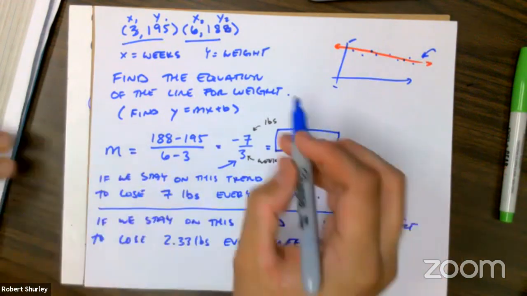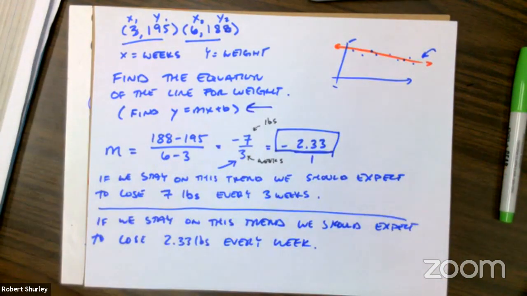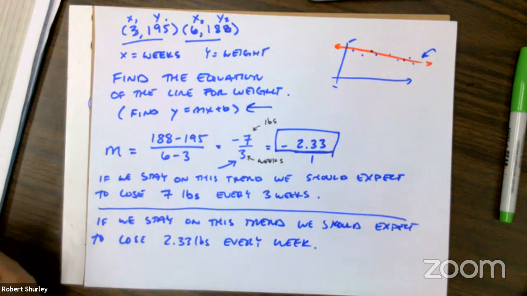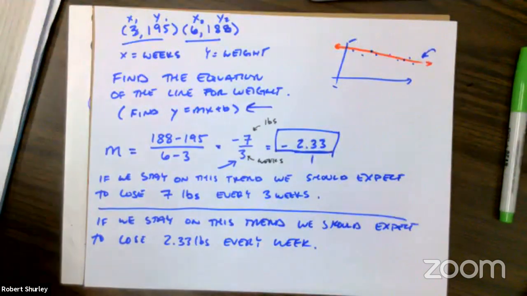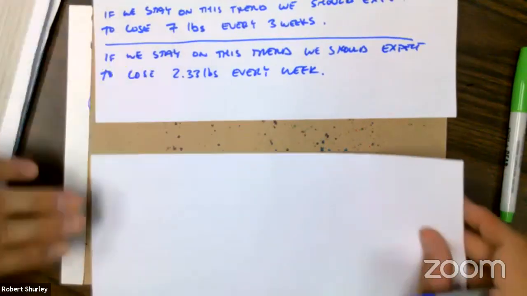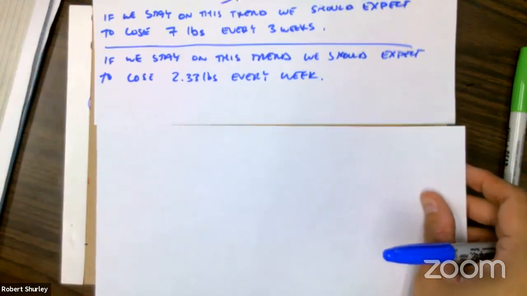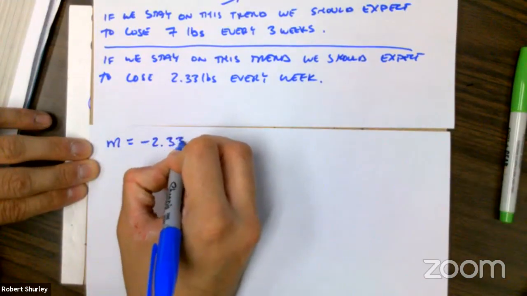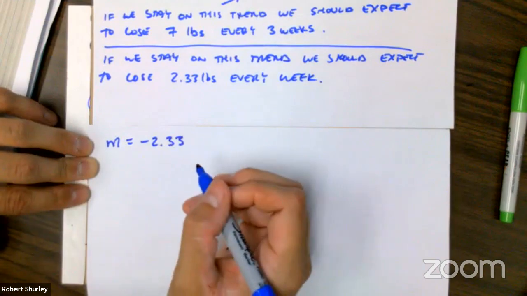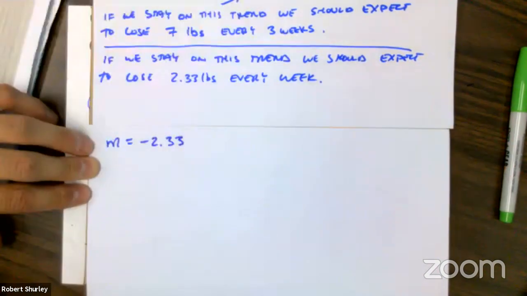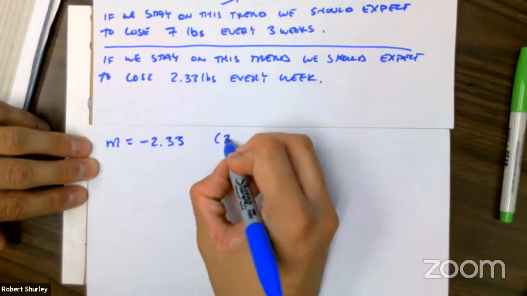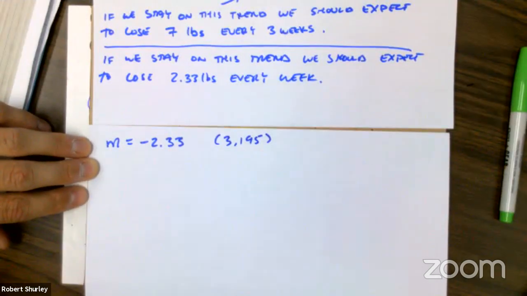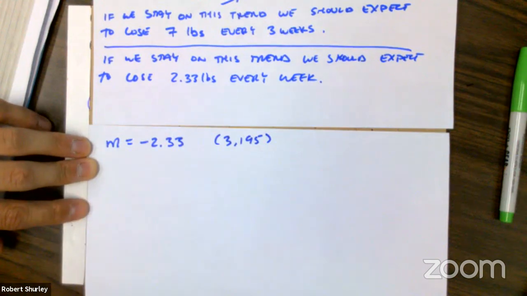But what's important for us moving forward now is that we know the slope, -2.33. We'll use that to find y equals mx plus b. Now, I'm going to rewrite this over here because I've used my entire page. Kind of leave that up there for you. What we know now is that the slope of our trend line is -2.33. Now I rounded here, but that's fine. And we know 2 coordinates. It does not matter which coordinate you use. I'm going to just use that first one, 3, 195.